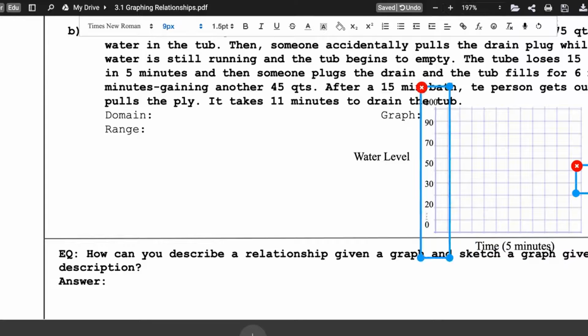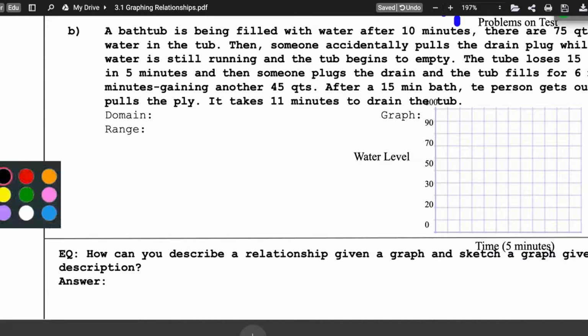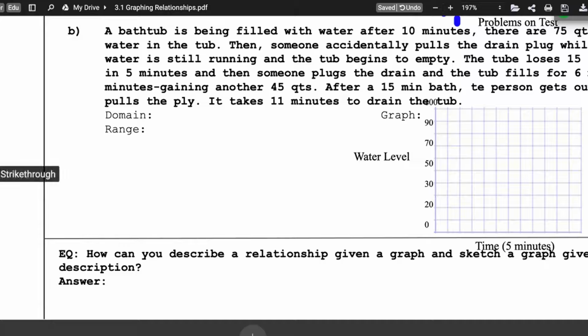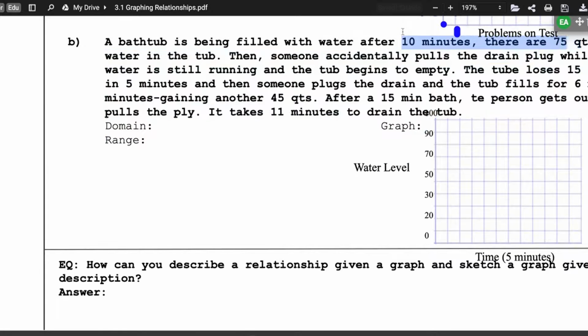Okay, so let's go ahead and start graphing this. I'm going to use the line segment, and I'm going to have each line segment correspond with each part that I'm talking about. So let's start at the very beginning. We'll start in blue because that's what I have highlighted. So it's being filled with water. And then after 10 minutes, oops, don't do that. You love it when it just pulls up random things. So after 10 minutes, there are 75 quarts in the tub.